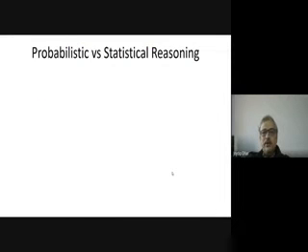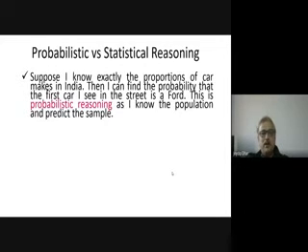Like probability versus statistics, a very simple example will help you understand what probabilistic logic is and what statistical logic is. Suppose I know exactly the proportion of car makes in India. There are different car makers in India, like Maruti Suzuki, Ford, Honda and others. Then I can find the probability that the first car I see in the street is a Ford. This is probabilistic reasoning, as I know the population, because I know what fraction of cars is produced by Maruti Suzuki, how much by Ford, and so on.